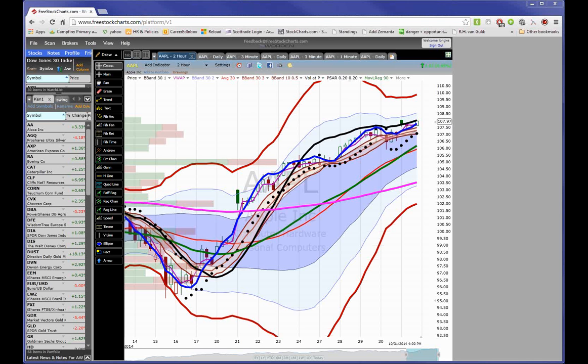So I think I'd use the 2 hour charts and the Bollinger Band mean, or even that regression line 90 looks. I mean, it's about the same thing right now. I think I'd use that.